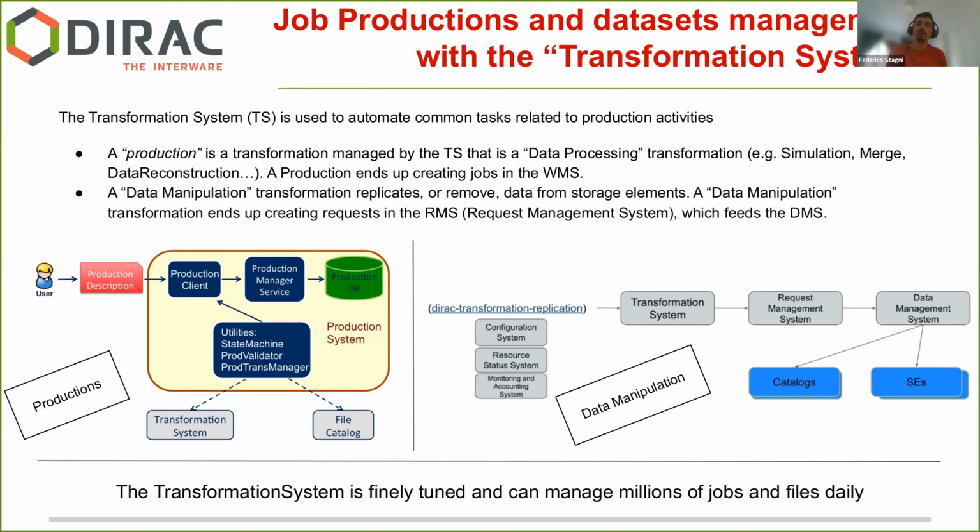And there is also data manipulation: transformation, replicas, removing data from storage elements. Basically, a data manipulation transformation ends up creating requests in yet another system of DIRAC, which is called the request management system, which feeds the data management system. Now, all this looks rather complicated and abstract as of now, and I could make a full tutorial on how all this works, but the transformation system is a really finely tuned system that can manage millions of jobs and files daily.